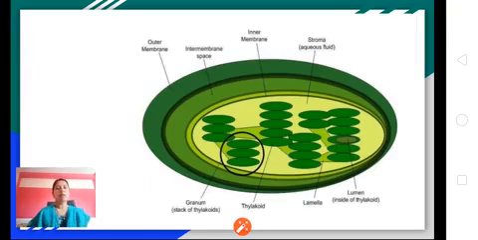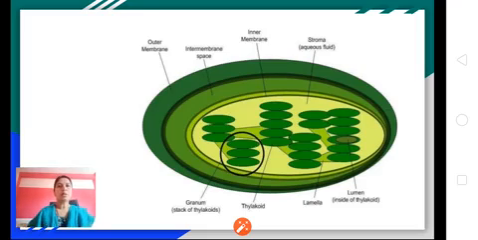You can see here the structure of chloroplast. Chloroplast is a type of plastid which occurs only in plant cells. Chloroplast is bounded by two membranes, so we call it a double membrane bounded organelle.